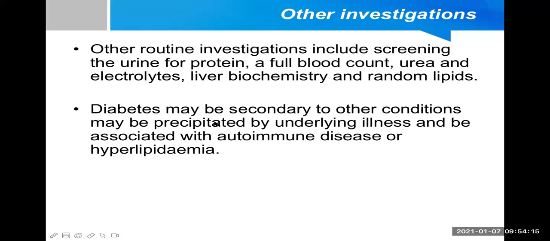Diabetes may be secondary to other conditions which are known as secondary diabetes. We have discussed this in the previous class. It may be precipitated by underlying illness and may be associated with autoimmune disease or hyperlipidemia. Remember, especially type 1 diabetes is a type of autoimmune disease. So the same patient may be having other autoimmune diseases like myasthenia gravis, like Addison's disease, like Hashimoto's thyroiditis, like pernicious anemia. We can give those types of examples. So we need to be careful.